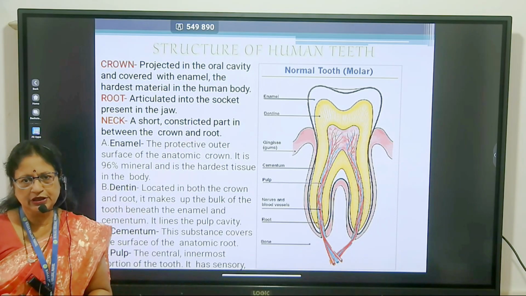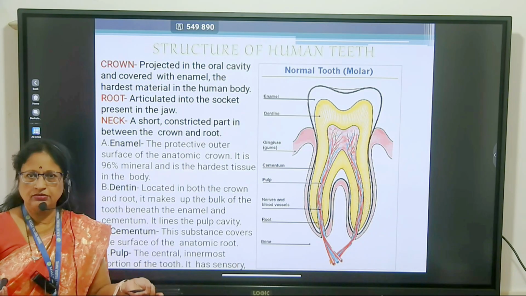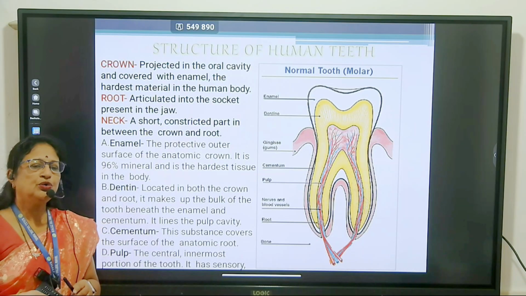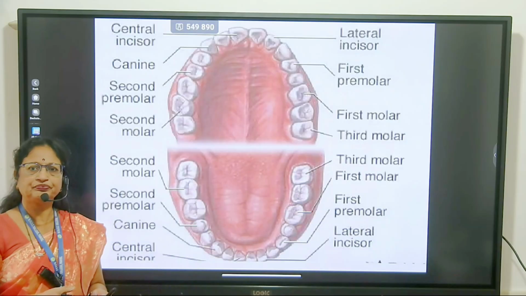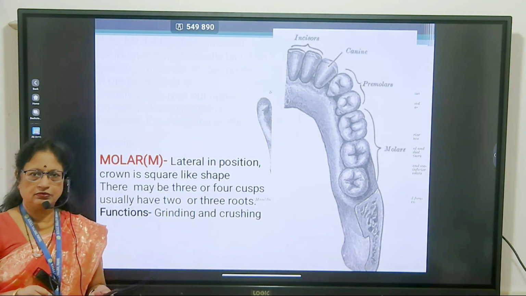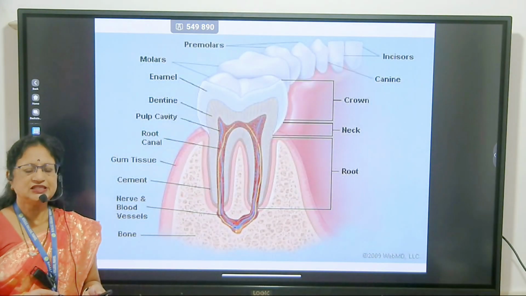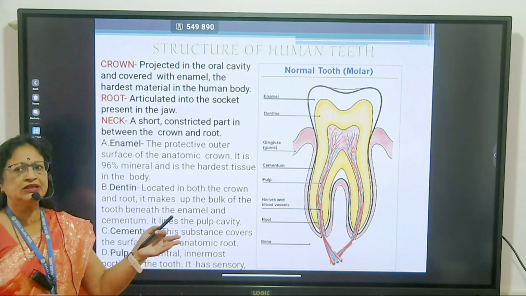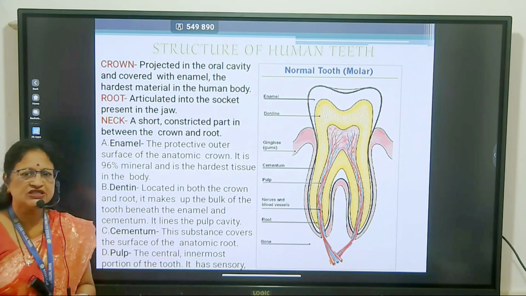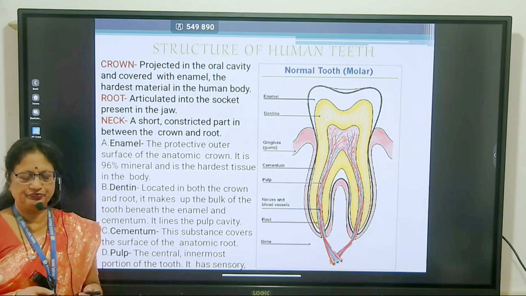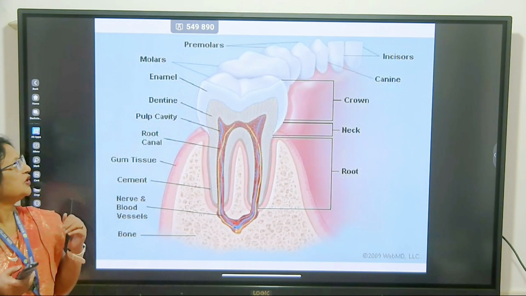in the root region. Now this tooth is connected to the socket, and it is connected by means of a substance called cementum. So the tooth is connected to the socket by means of a substance. This substance is called cementum. This is the structure of the teeth.